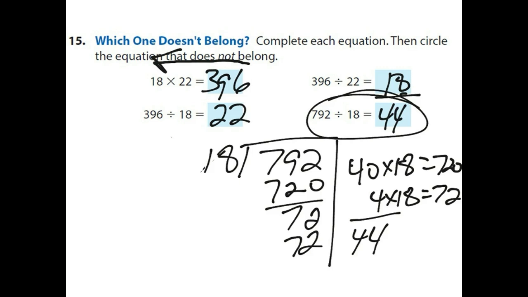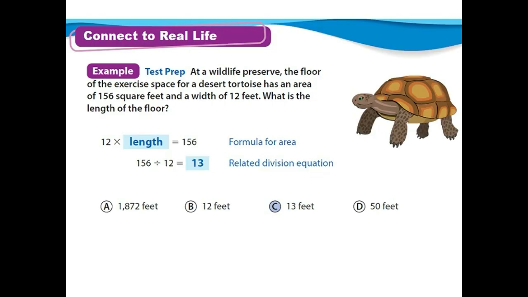Well, let's get number 16 because I want to put that on one of your reviews. Now let's go ahead and connect this to real life. So our example is a test prep. At a wildlife preserve, the floor of the exercise space for a desert tortoise has an area of 156 square feet and a width of 12 feet. What is the length of the floor? So 12 times the length is 156. That's the formula for area. So they're dividing 156 by 12 and getting 13, even though they didn't show their work.